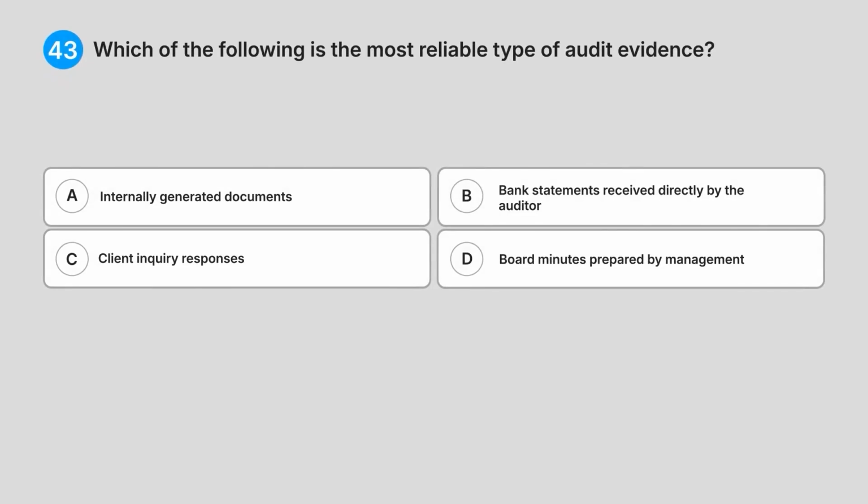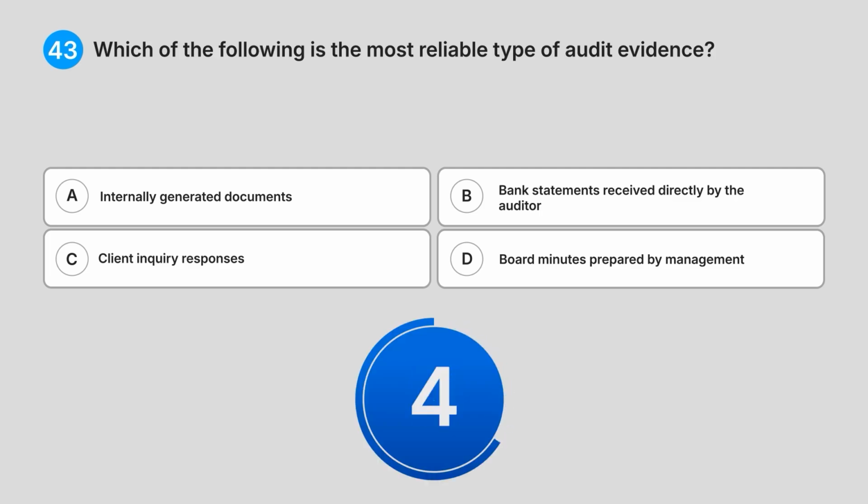43. Which of the following is the most reliable type of audit evidence? A. Internally generated documents. B. Bank statements received directly by the auditor. C. Client inquiry responses. D. Board minutes prepared by management. Can you guess the answer?